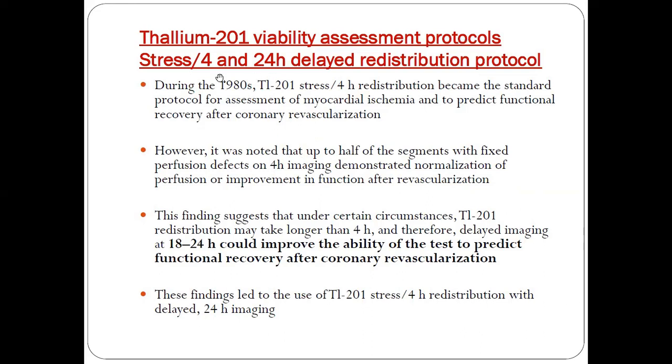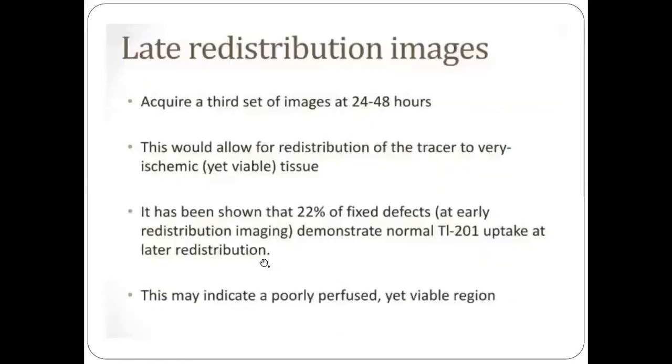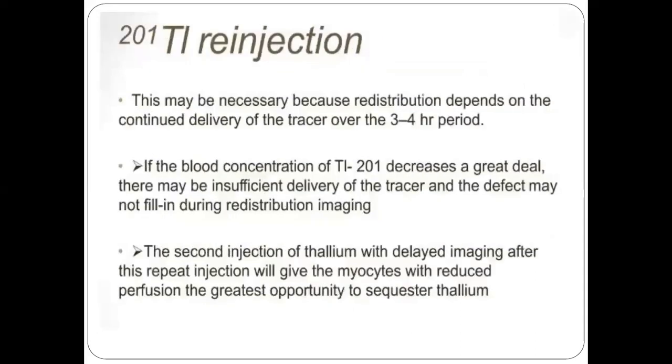For thallium-201 viability assessment protocols, you can take a 4-hour stress test and a 24-hour delayed redistribution protocol. It has been seen that imaging at 18 to 24 hours could improve the ability of the test to predict functional recovery after coronary revascularization. Late redistribution imaging acquires a third set of images at 24 to 48 hours. This allows for redistribution of the tracer to very ischemic but viable tissue. Then about 22% of initially fixed defects can later show thallium uptake.